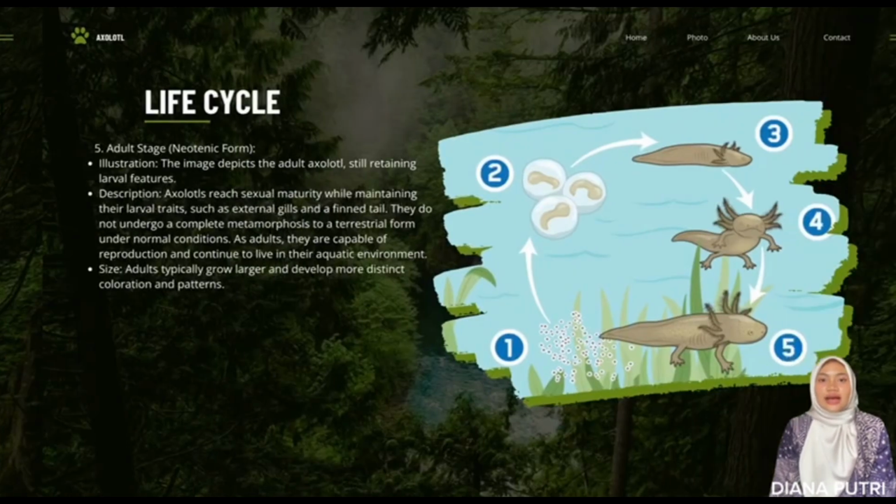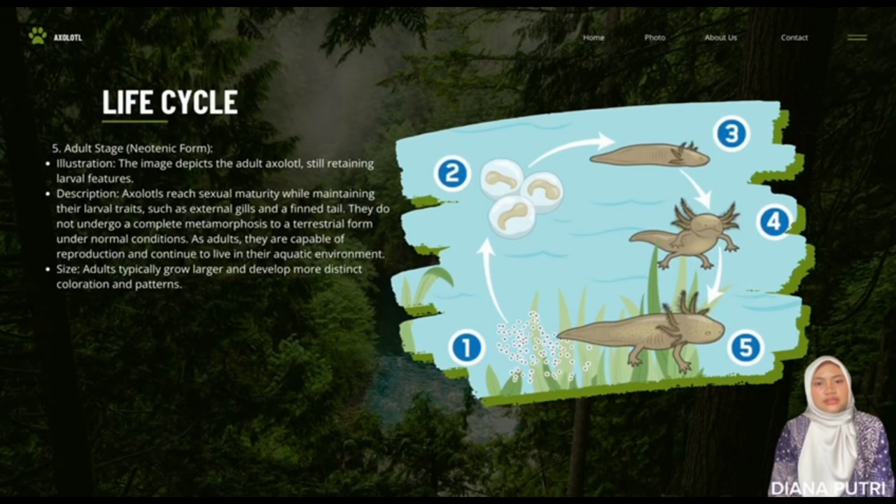Last but not least, adult stage. The image depicts the adult axolotl still retaining larval features. Axolotls reach sexual maturity while maintaining their larval traits, such as external gills and fin tail. They do not undergo a complete metamorphosis to a terrestrial form under normal conditions. As adults, they are capable of reproduction and continue to live in their aquatic environment. Besides, adults typically grow larger and develop more distinct coloration and patterns.